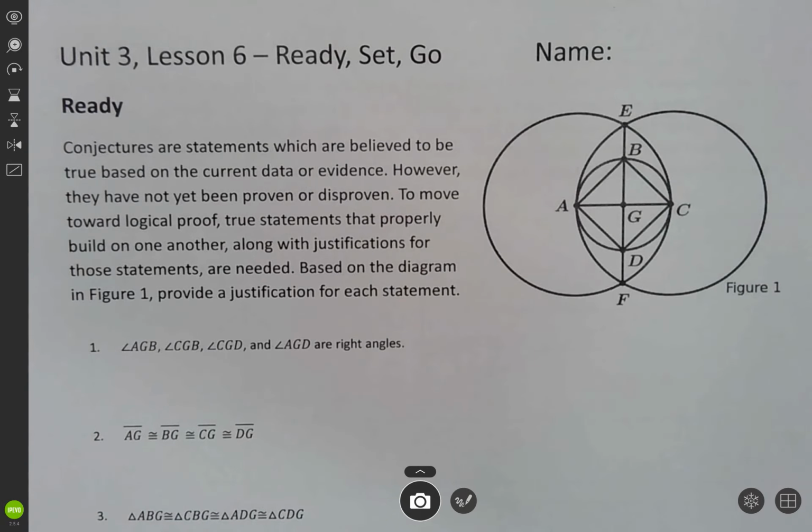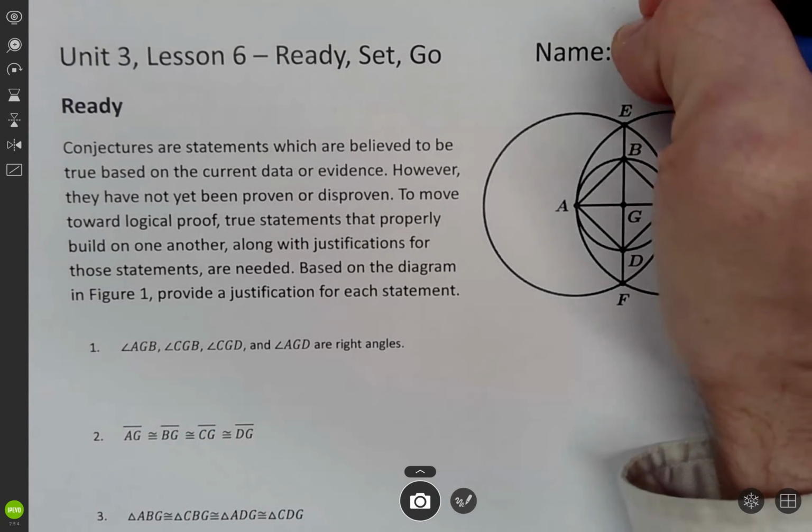Hopefully the point person has passed out the packets. You should be looking at Unit 3, Lesson 6, Ready, Set, Go. Put your name on it.